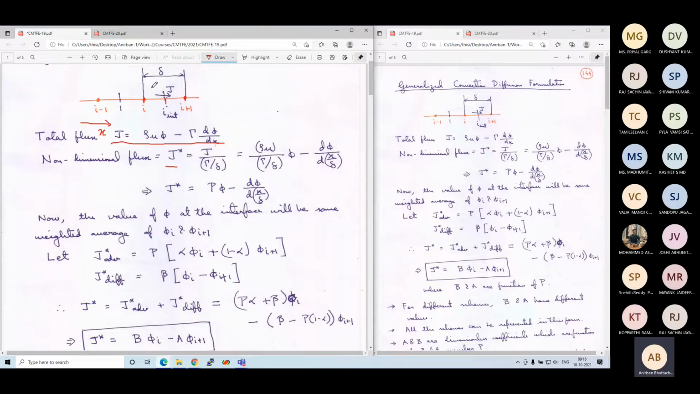Okay. Some weighted average. So let us take the weight as alpha for phi I. So this phi I can write as alpha into phi I plus 1 minus alpha into phi I plus 1, where alpha is the weight of phi I, and similarly 1 minus alpha is the weight of phi I plus 1. Alpha can vary. Alpha should be a function of what? Alpha should be a function of Peclet number, because it will depend on the flow velocity and flow direction. So it should become a function of Peclet number.